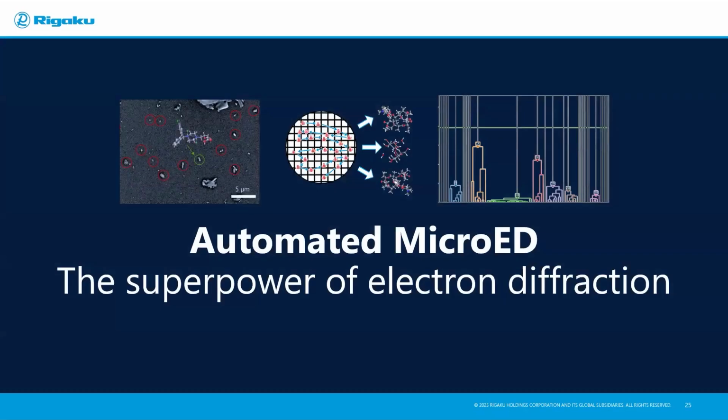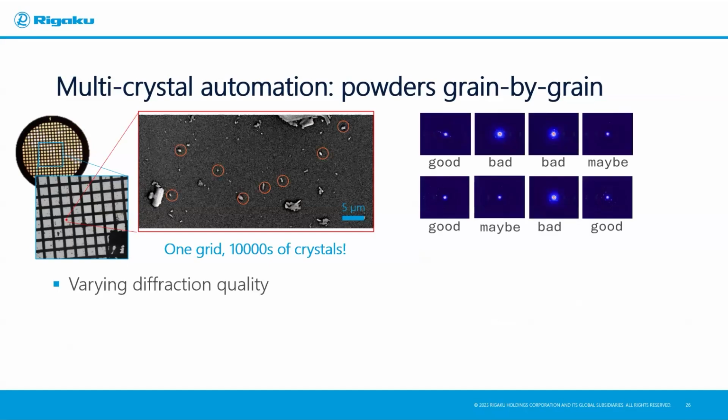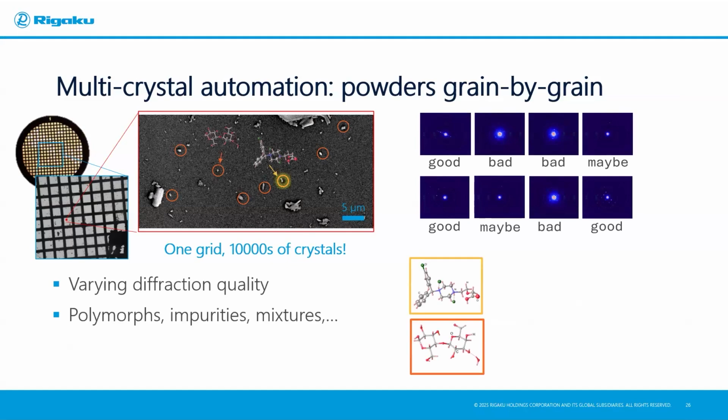So what's the story with this automation that I keep mentioning? Well, on each grid, you have thousands, 10,000s of crystals. Now, they're all different, of course, even though they first look all the same in that they all have different diffraction quality. You always have to look a bit for one that really is the best, and doing this manually can be tedious. Then, like in the case that I've just shown, you often have polymorphs, mixtures, impurities in it that you need to disentangle.